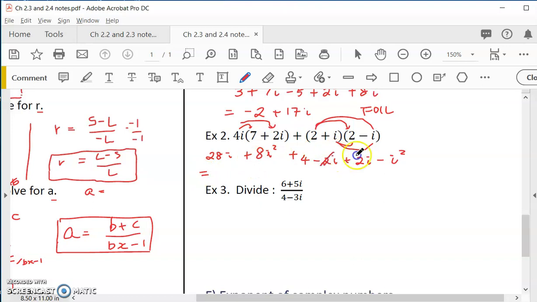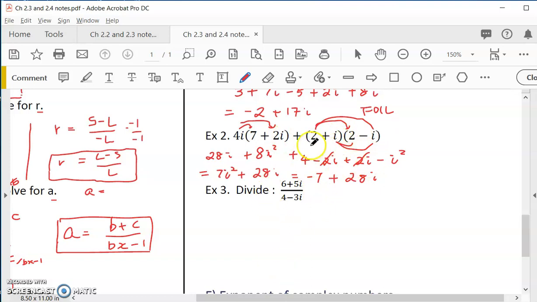Look at all the i's. These 2i and minus 2i cancel. I only have 28i left over. What about real parts? So I have 8i squared minus an i squared. I should have 7i squared, right? But remember, i squared is actually negative 1. So I would have negative 7. So just replace it by negative 1 plus 28i. And that's the final answer for this multiplication.